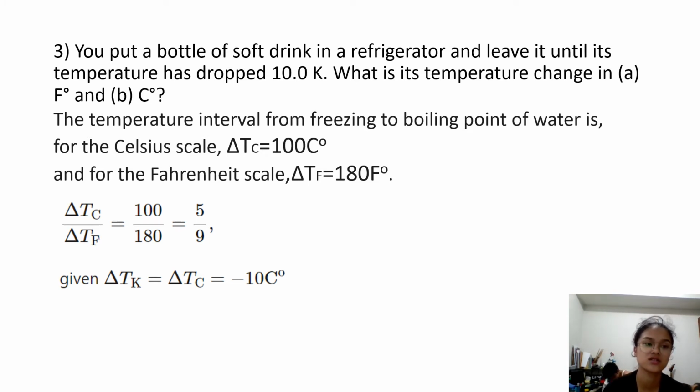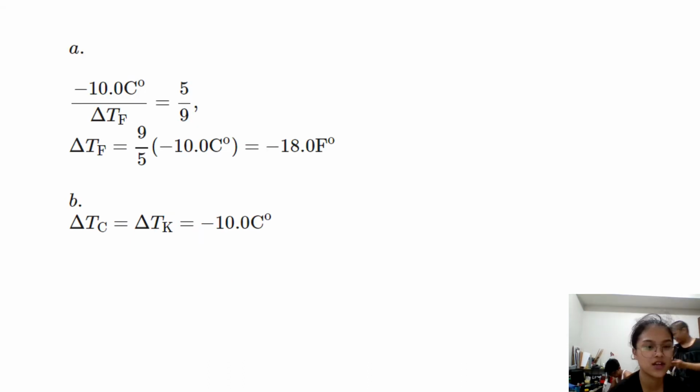For letter A, since we got the temperature in Celsius, which is negative 10.0 degrees Celsius, we will divide that by the temperature in Fahrenheit, and we will be getting 5 over 9. So to get the temperature in Fahrenheit, we will isolate that from the equation, and we will be getting 9 over 5 multiplied by negative 10.0 degrees Celsius. That will equal negative 18.0 Fahrenheit.